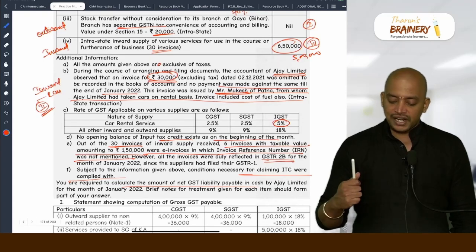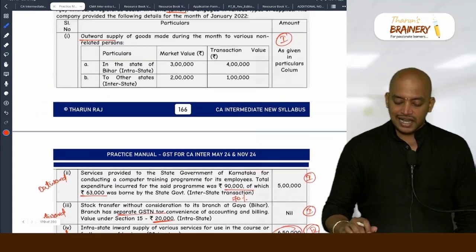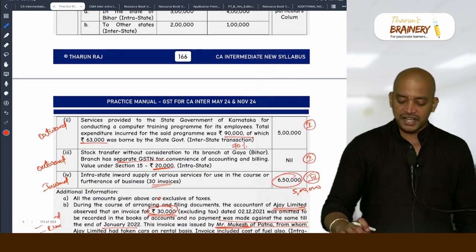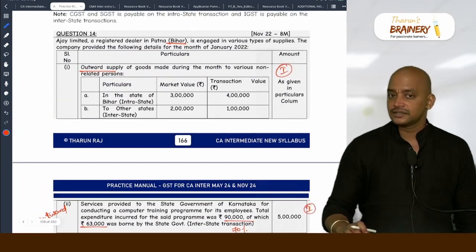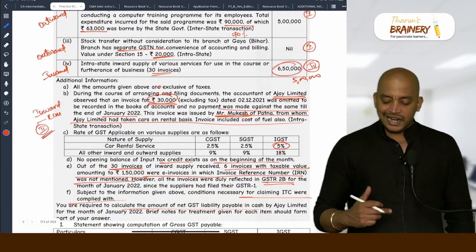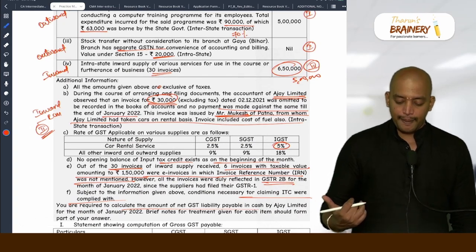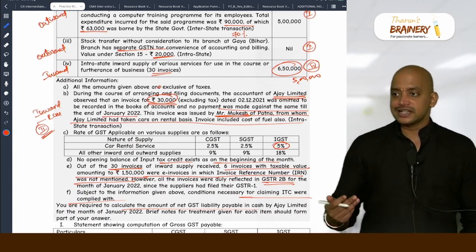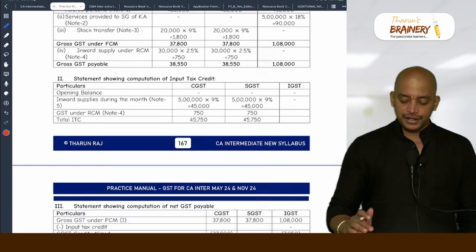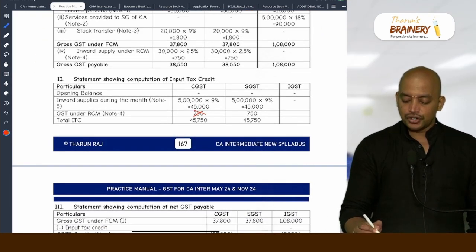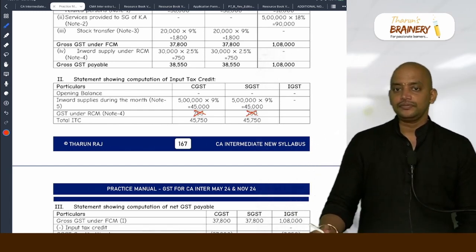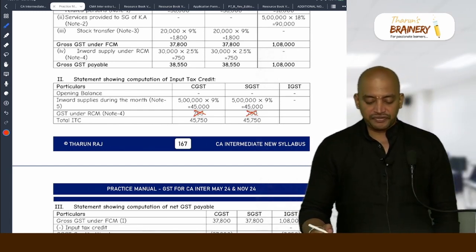Renting of motor vehicle is blocked credit. Check whether they are in the business of renting of motor vehicles. In their outward supply, do we have renting of motor vehicles anywhere? No. And inward part of outward supply? No. And even there is no statutory obligation. So this 750 should not be taken. Make the correction. 750 should not be taken.